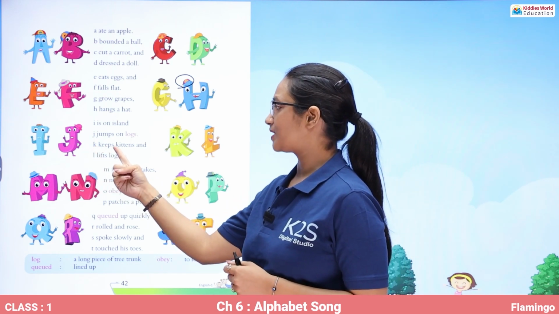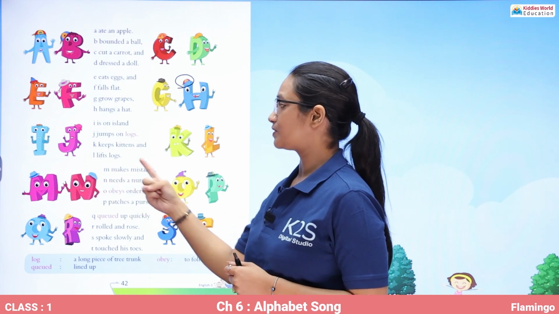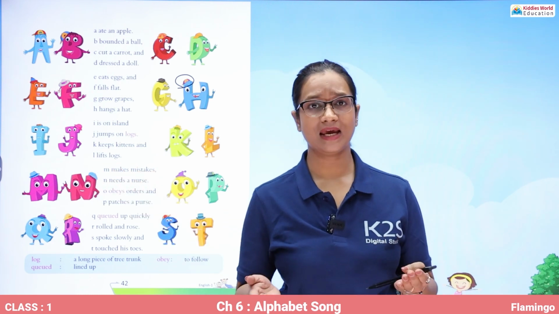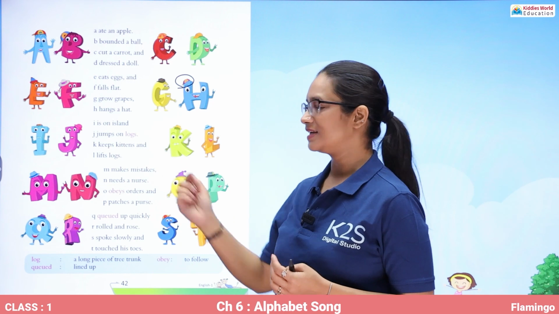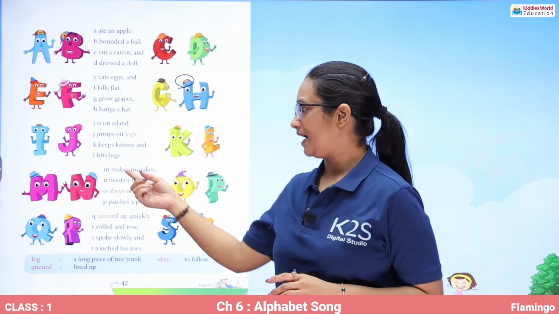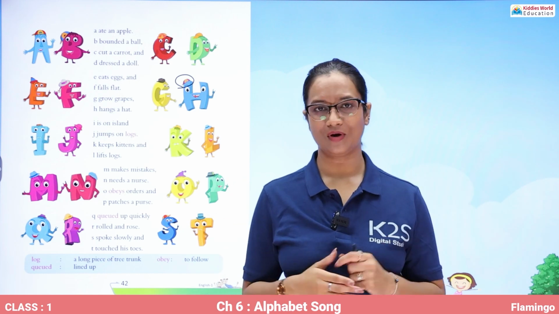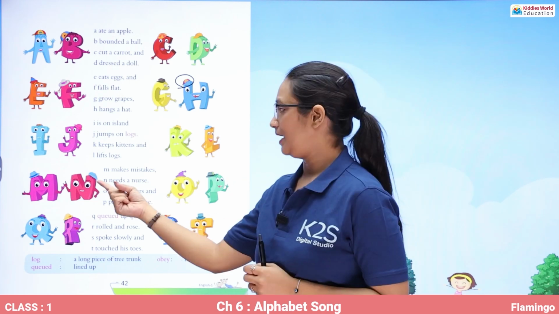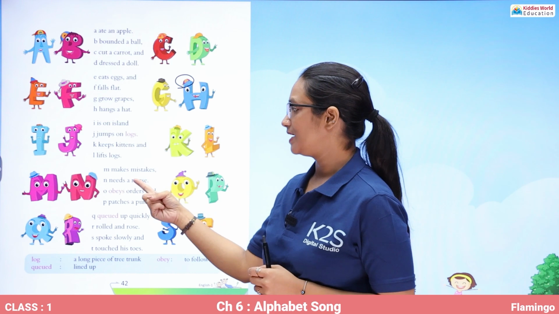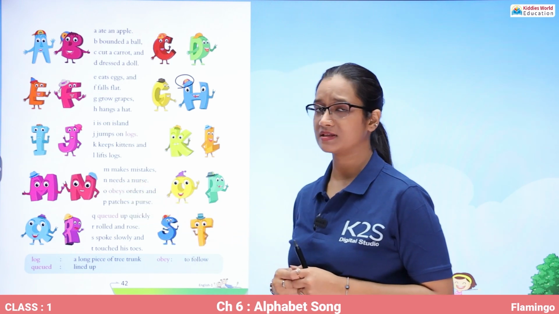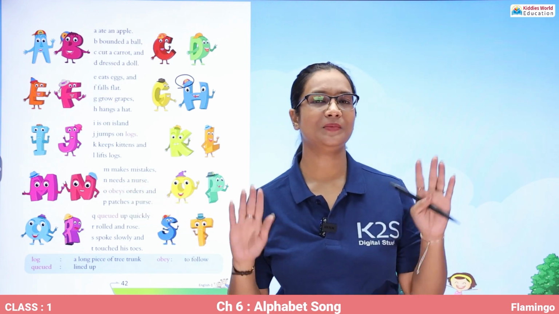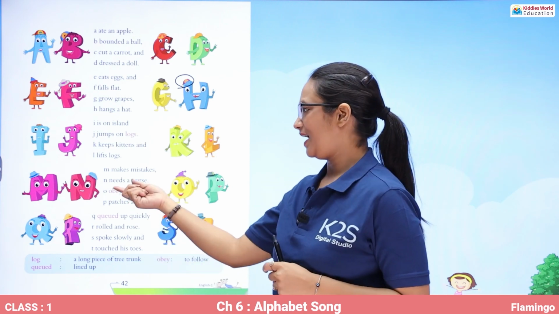So K keeps kittens and L lifts logs. So what is K doing? K is just keeping the kittens and after that L is also picking up all of these logs. M makes mistakes and N needs a nurse. So M always makes mistakes and N needs a nurse.